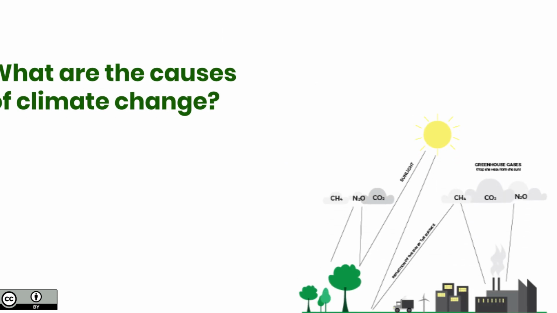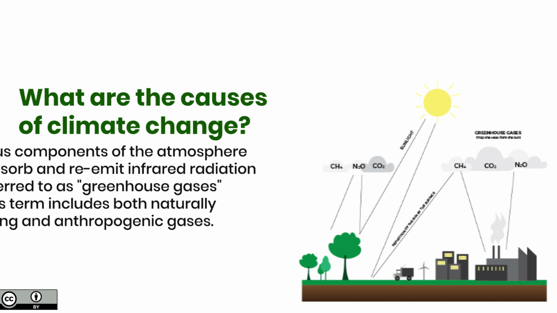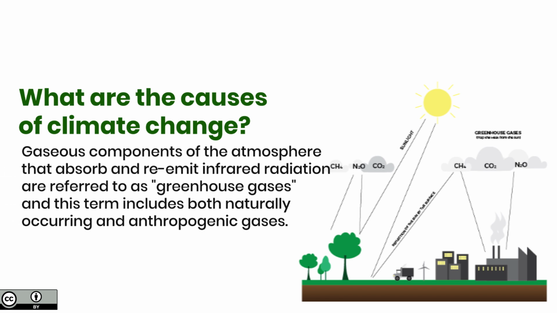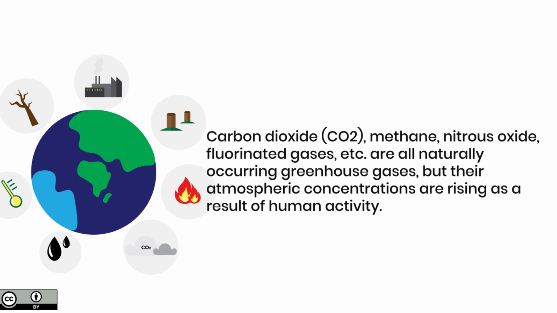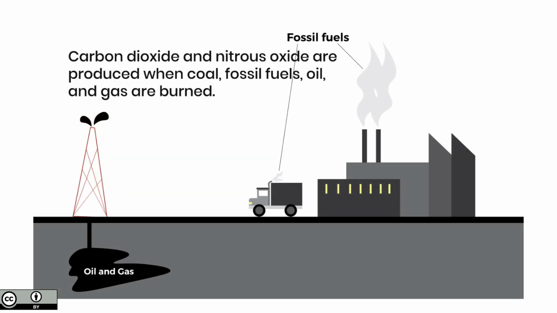What are the causes of climate change? Gaseous components of the atmosphere that absorb and re-emit infrared radiation are referred to as greenhouse gases, and this term includes both naturally occurring and anthropogenic gases. Carbon dioxide, CO2, methane, nitrous oxide, fluorinated gases, etc. are all naturally occurring greenhouse gases, but their atmospheric concentrations are rising as a result of human activity. Rising emissions are due to: 1. Carbon dioxide and nitrous oxide are produced when coal, fossil fuels, oil, and gas are burned.